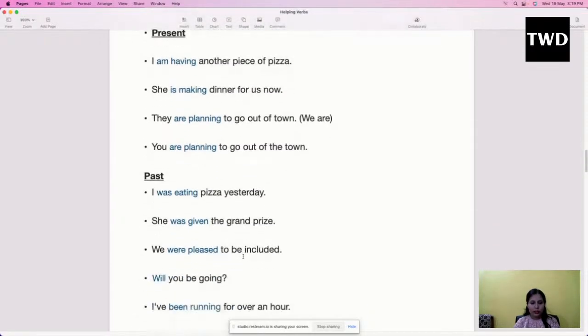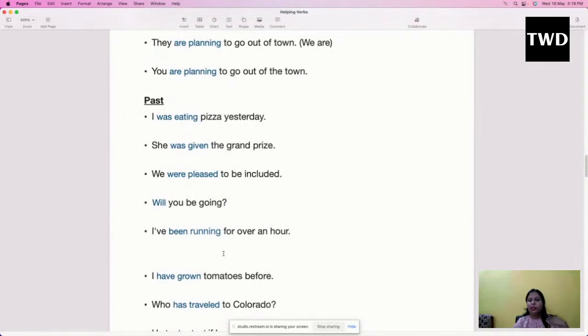Then past tense, something which I was doing yesterday, again I want to show it in a continuous manner. I was eating pizza yesterday. She was given the grand prize. We were pleased to be included. Will you be going? Yeah, will you be going? Then I have been running for over an hour.